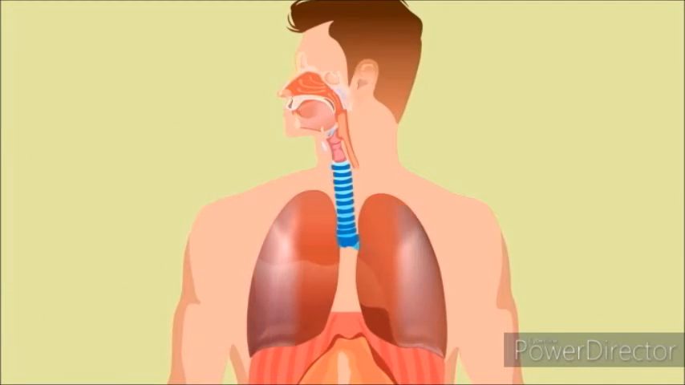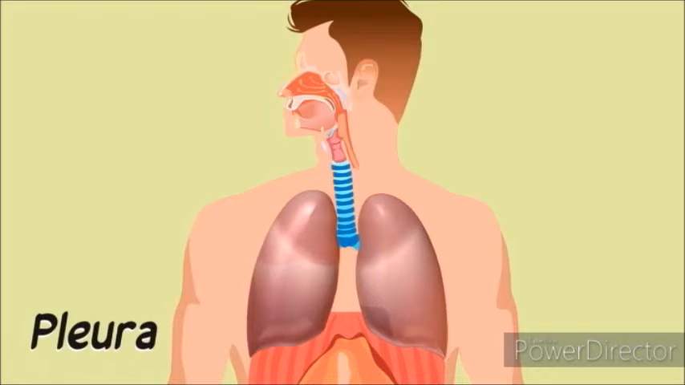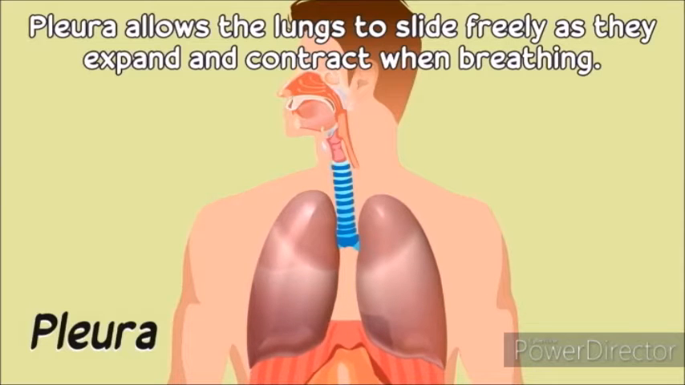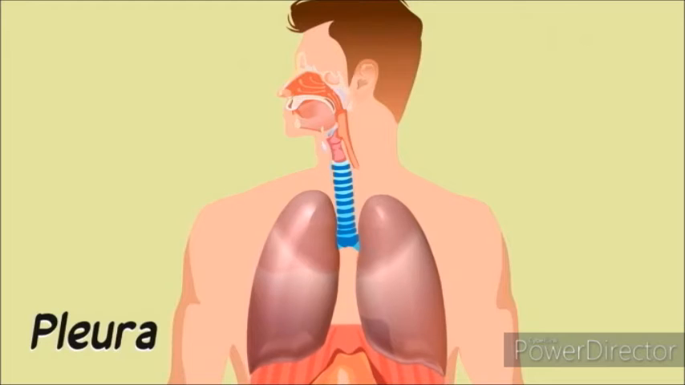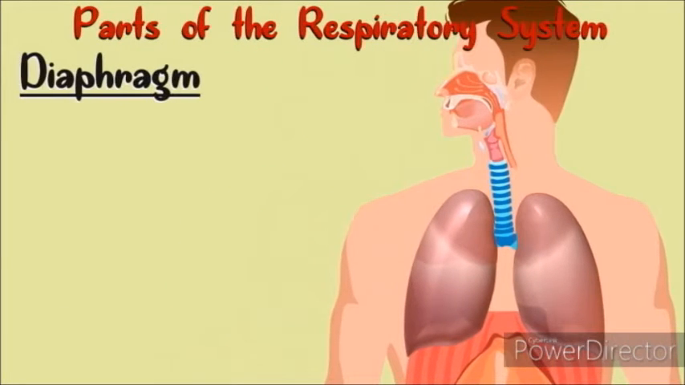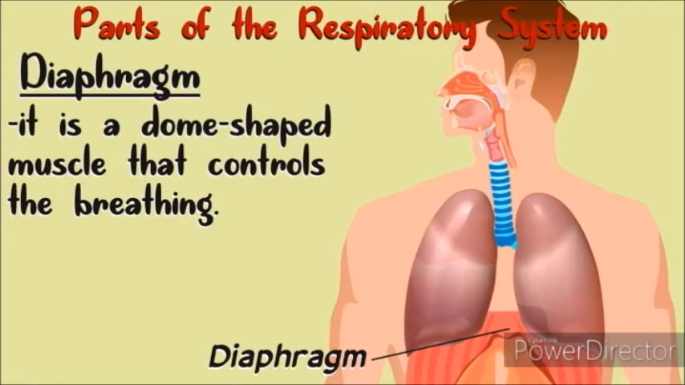The lungs are enclosed in a coating called pleura. Pleura allows the lungs to slide freely as they expand and contract when breathing. Below the lungs is the dome-shaped muscle called the diaphragm. This is the diaphragm. It is the one that controls the breathing.